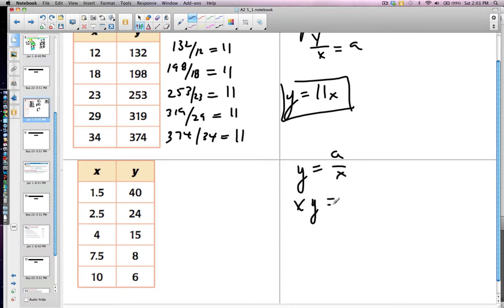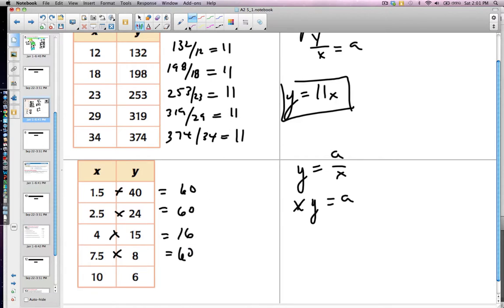Okay, so if we take this model, y is equal to a divided by x, and solve it for a, I see that x times y is equal to a. So if I do 1.5 times 40, 1.5 times 40 is equal to 60. And 2.5 times 24 is equal to 60. And 4 times 15 is equal to 60.